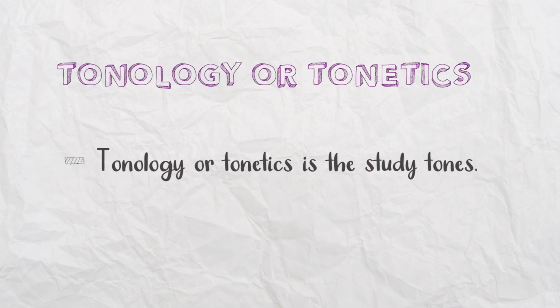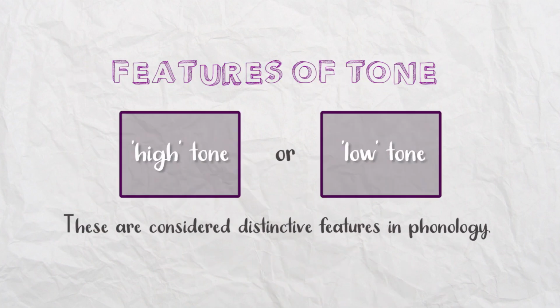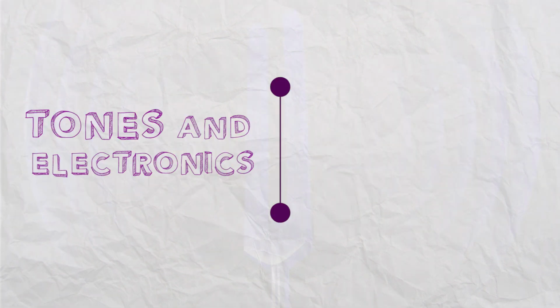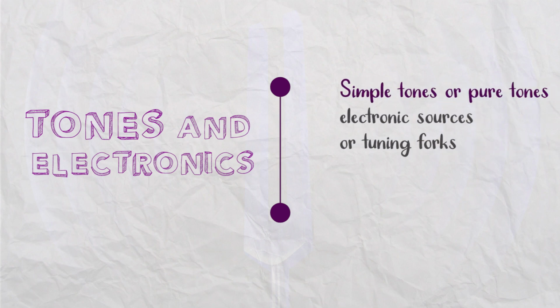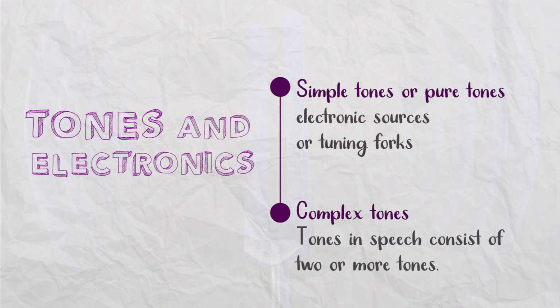Tones are studied in what you could call a sub-discipline, tonology or tonetics. In the same way that we have phones and phonemes, there are tones and tonemes, and you can study them in what is called tonemics. Features of tones such as high or low are considered distinctive features in phonology. If you're a tech person, you would already know tones can be produced using electronic devices or even a simple tuning fork. But in speech, usually you're dealing with complex tones, which consist of 2 or more tones.